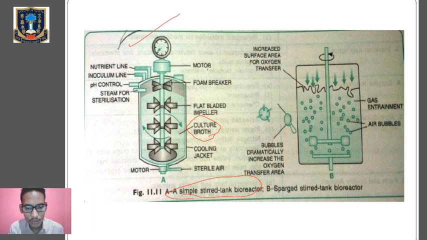So you can see over here, we have got the motor, we have got the foam control over here, we have got the flat bladed impeller for mixing the broth. We have got the cooling jacket which can maintain the temperature. We have got the sterile air which can come in and out. And we have got the steam for sterilization. Then we have got the nutrient line, inoculum line, and the pH control. So these are a few features of stirred tank bioreactors, which are mainly used to obtain the product in a larger amount. Clear? Okay, so just go through the stirred tank bioreactor. No need to go through the sparged stirred tank bioreactor.